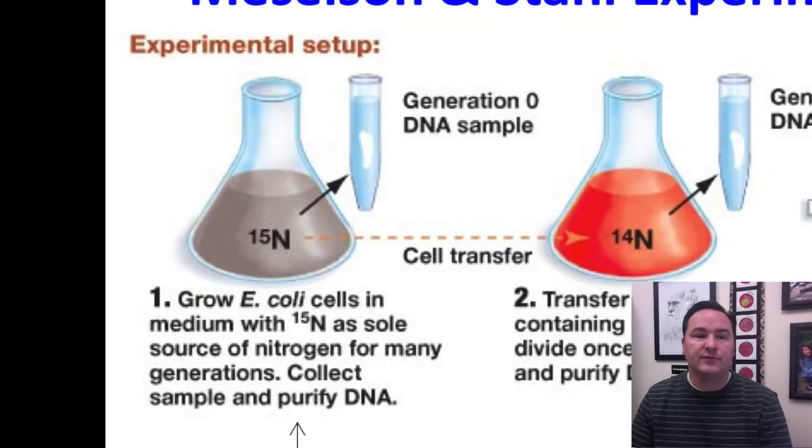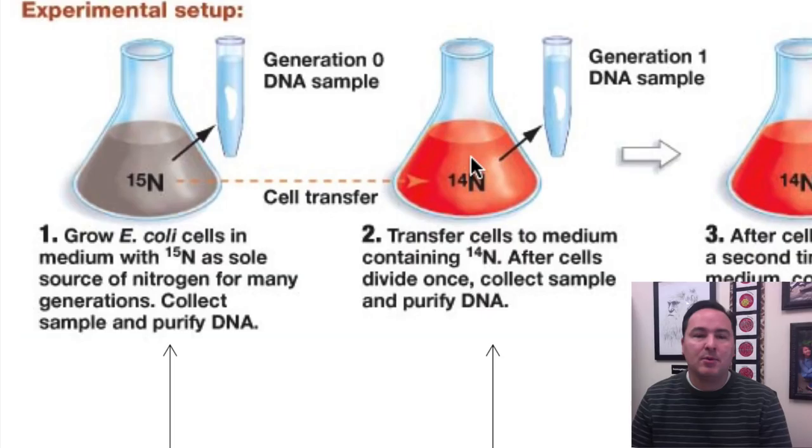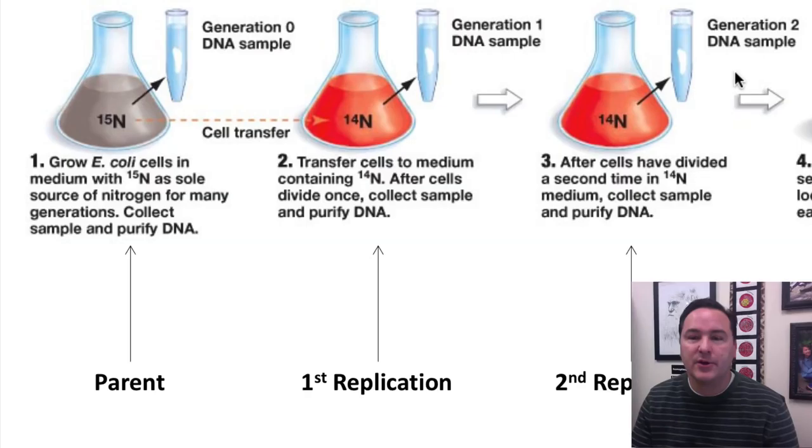Then they took a sample from this, and they brought that sample over into a medium that now had nitrogen 14. They know how long it takes for those bacteria to go through one generation. So they allowed these bacteria to grow for one generation, and then they pulled out a sample from that generation. So now we've got a sample of DNA of the bacteria from this generation, and from this generation. Then they let it go one more generation, to a third generation, and they pulled out a sample.